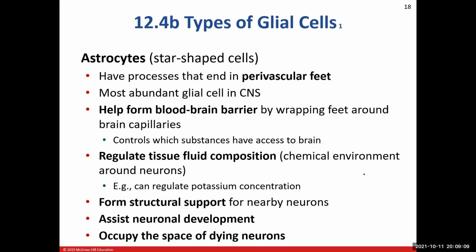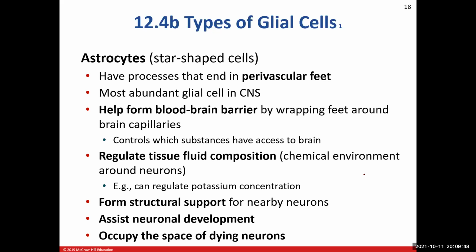Astro, I think of star, okay, so these are star-shaped cells, and they have a bunch of processes that come off of the main body there. And at the end of those processes, they have these swellings, these structures called perivascular feet. When we're talking about the blood-brain barrier, the BBB, these perivascular feet will surround the capillaries of the blood-brain barrier.